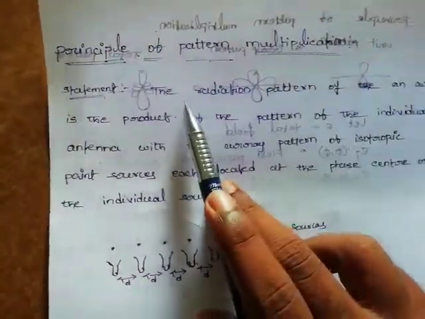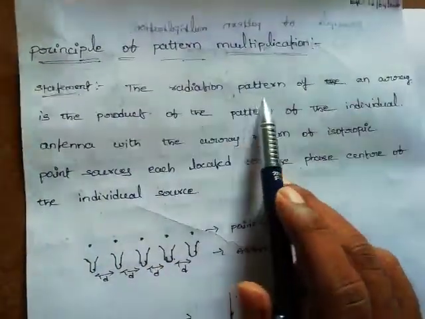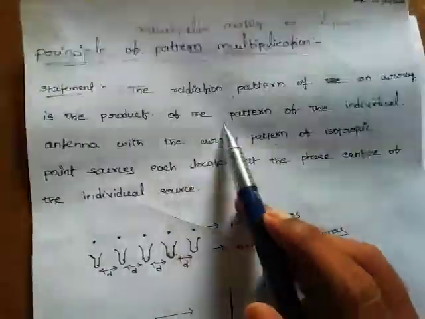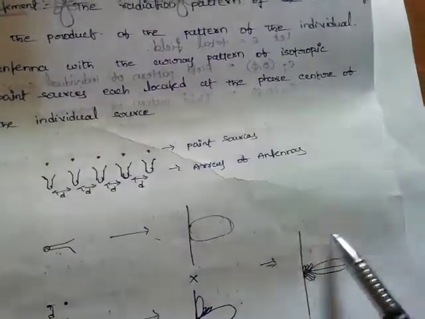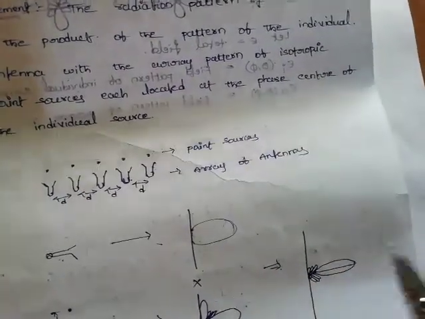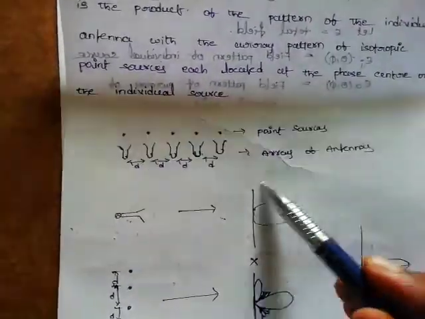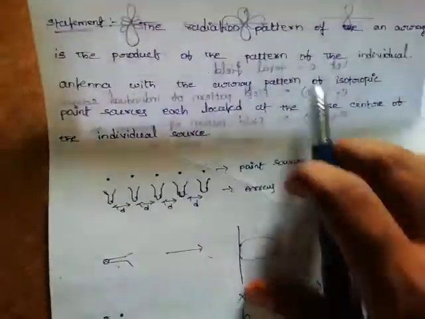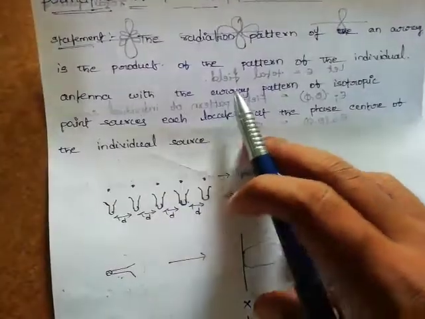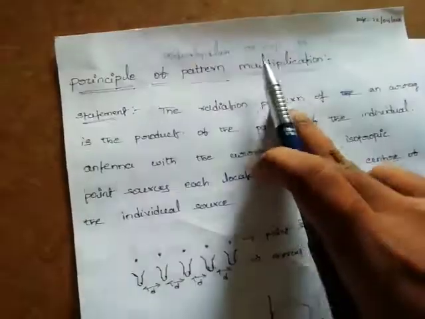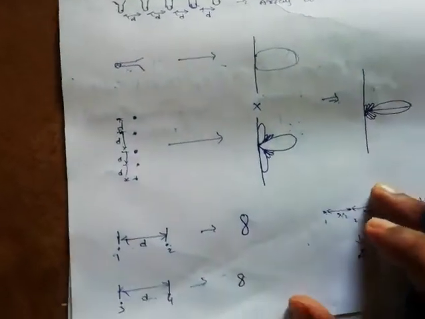Again we will read, so you can understand. The radiation pattern of an array is the product of the pattern of the individual antenna with the array pattern of the isotropic point sources. So this is the principle of pattern multiplication. Further, we will see.